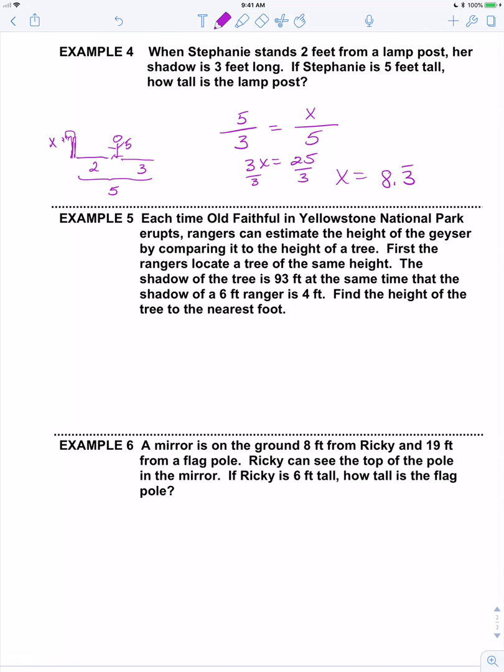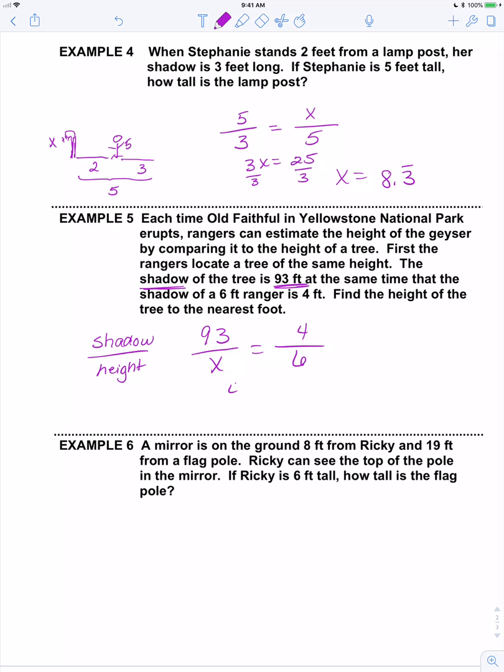Each time Old Faithful in Yellowstone National Park erupts, rangers can estimate the height of the geyser by comparing it to the height of a tree. First, the rangers locate a tree at the same height. The shadow of the tree is 93 feet. So let's put shadow, because now we're going to deal with that, is 93. At the same time, the shadow of the ranger is 4 feet, and he is 6 foot tall. So shadow over height. See how important it is to set that up right. We're trying to find the height of the tree.